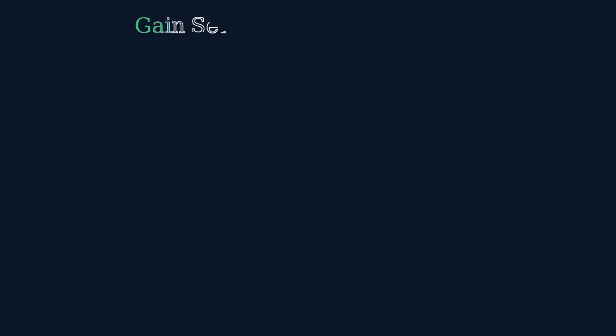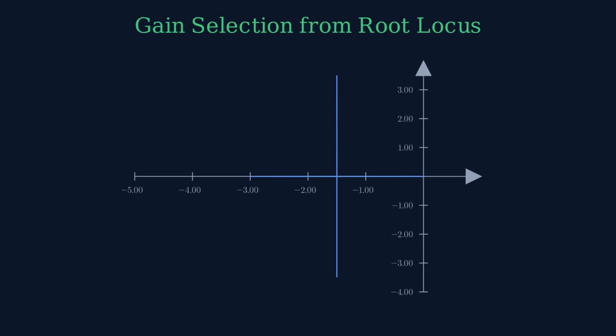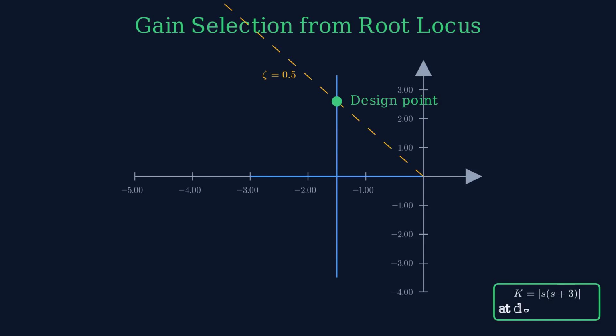The root locus is not just a picture, it is a design tool. We can choose the gain k to place the closed-loop poles at desired locations. For example, if we want the poles on the imaginary axis, we find the k value where the locus crosses the imaginary axis. If we want a specific damping ratio, we draw the corresponding zeta line and find where it intersects the locus. Now a slightly more complex example.